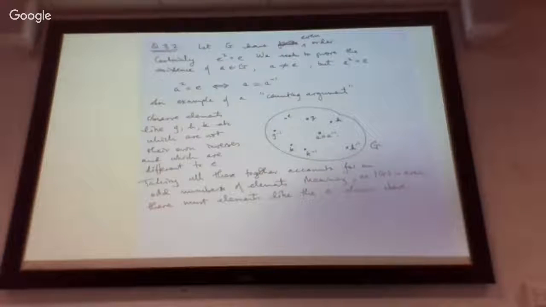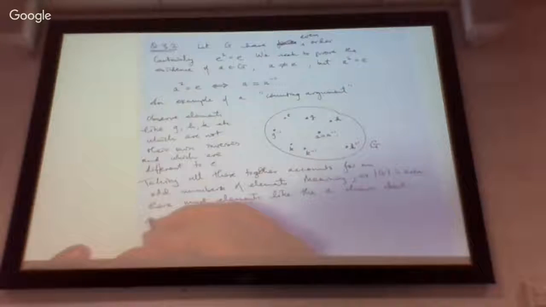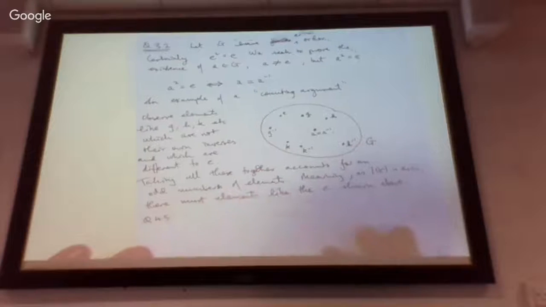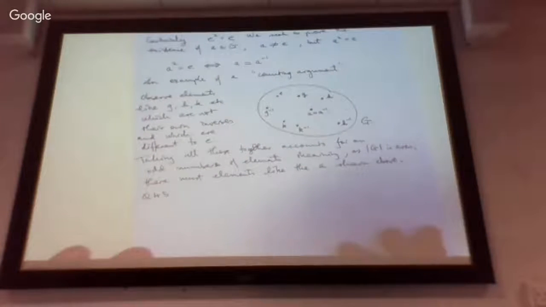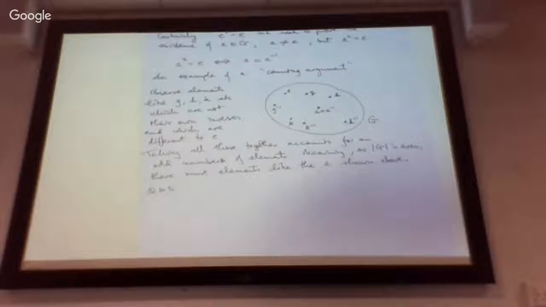So that was question 32. We've got 45, 46, etc. So 45 is a good one to look at next. Question 45 is quite nice. Prove that the intersection of two subgroups of a group G is also a subgroup of G.